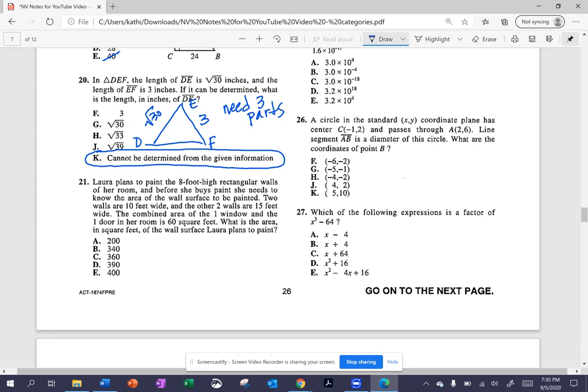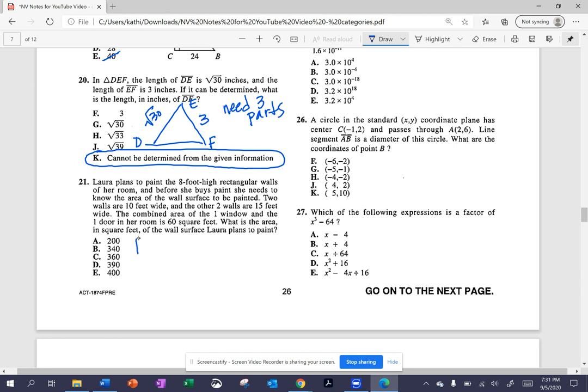Laura plans to paint the 8-foot-high rectangular walls of her bedroom, and before she buys the paint, she needs to know the area of the wall surface to be painted. 2 walls are 10 feet wide, and the other 2 walls are 15 feet wide. The combined area of the one window and the one door in her room is 60 square feet. What is the area in square feet of the wall surface Laura needs to plan for?